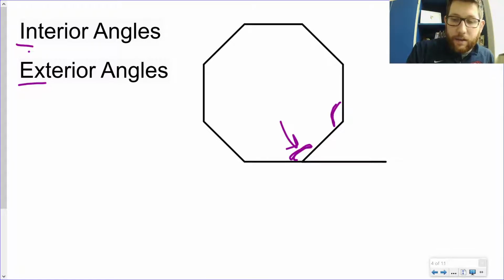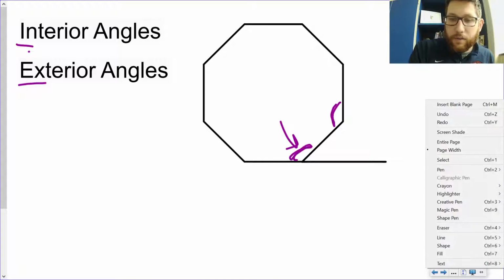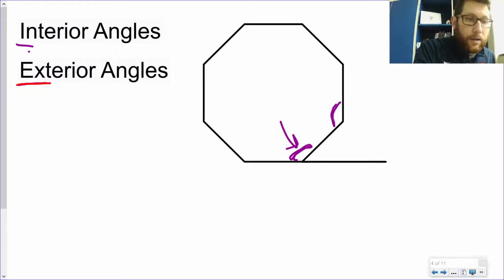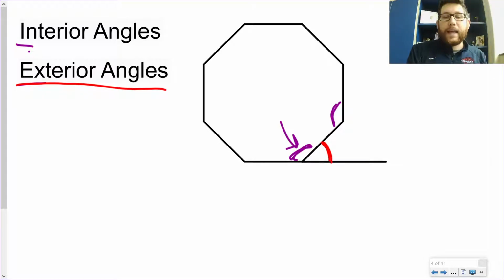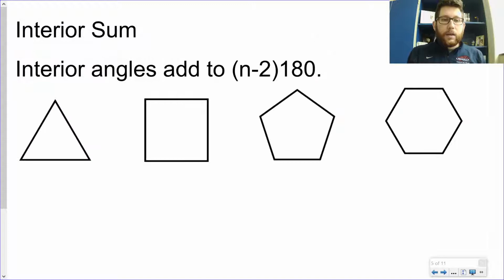Let me do this in a different color so we don't get confused. The exterior is like this angle right here. If I were to extend one of the sides, that would be an exterior angle. So interior angles are on the inside, exterior angles are on the outside. What we're covering today is how do we find the sum of all the angles on the inside, and how do we find the sum of all the angles on the outside. So we're going to start with the interior sum.